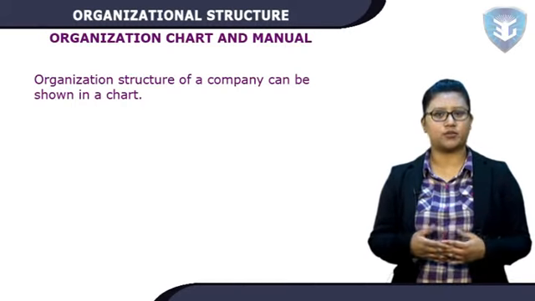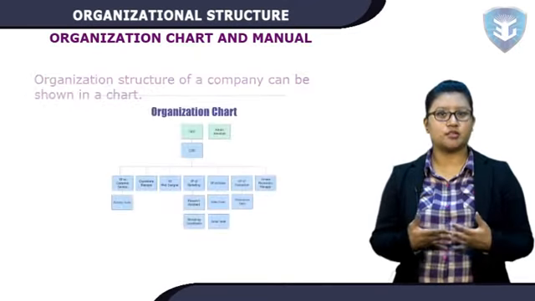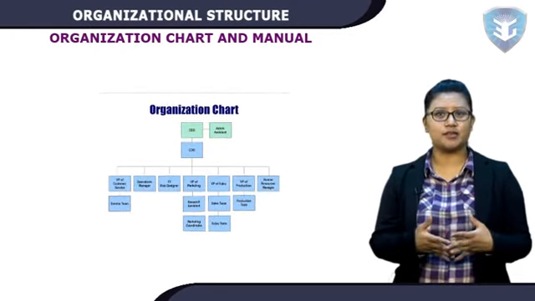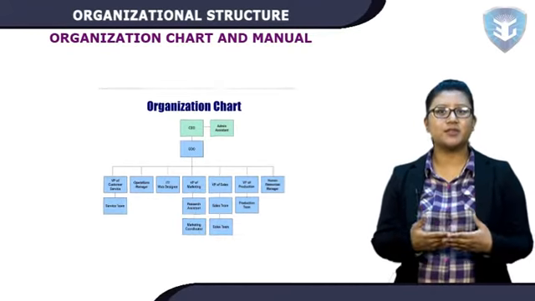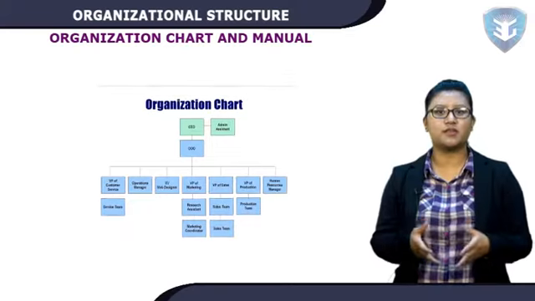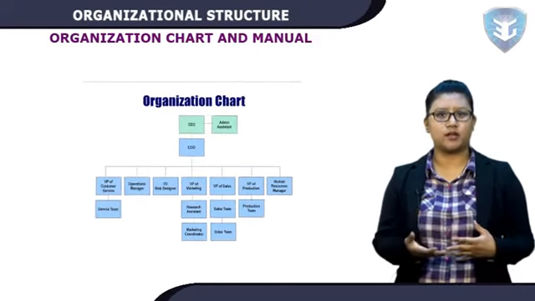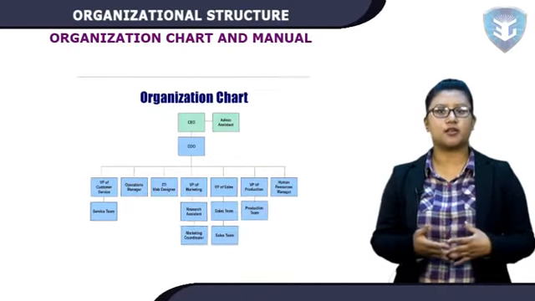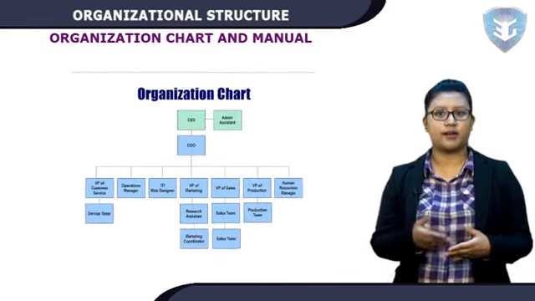Organization chart and manual. Organization structure of a company can be shown in a chart. Such a chart indicates how different departments are interlinked on the basis of authority and responsibility. It is a simple diagrammatic method of describing an organization structure. It indicates how the departments are linked together on the basis of authority and responsibility. Such an organization chart provides information on the organization structure at a glance.